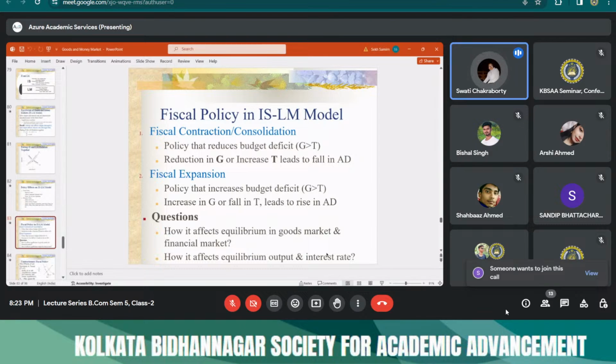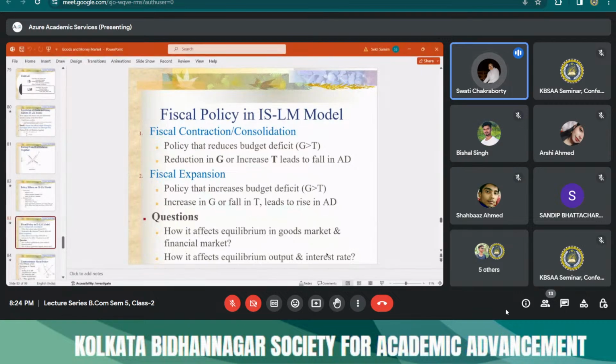But please keep in mind that just because there is a change in the fiscal policy, it doesn't mean the money market doesn't get affected. The money market also gets affected. The change starts from the goods market, and then the effect percolates down to the money market. The reverse is the case when we talk of a change in monetary policy: the initiation point is at the money market, and then it percolates down to the goods market.